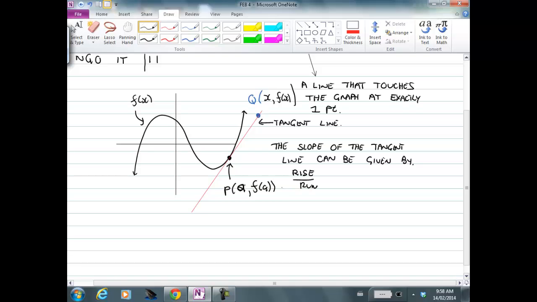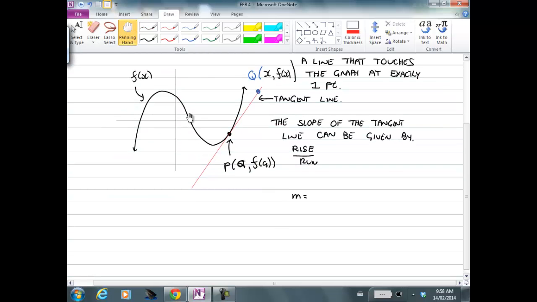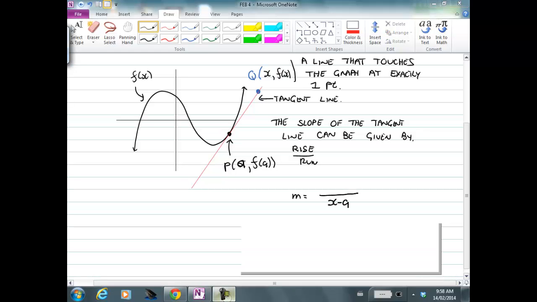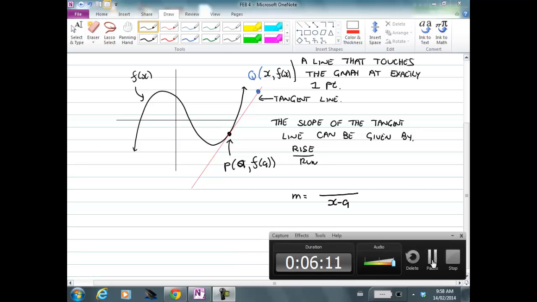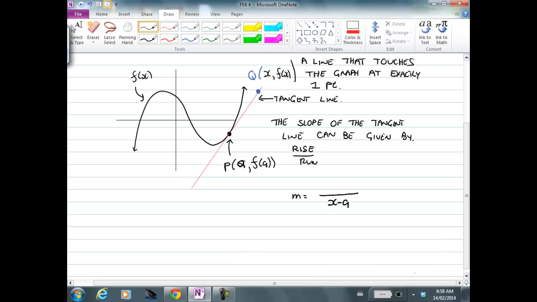Write down the formula for slope for me. So we're going to say m equals rise over run. I'll give you hints. I'll start with the run. The run is x minus a. I'm going to pause it and let you figure out what the rise is. Divyanshi, take a guess what you have on top. Good. f of x minus f of a.